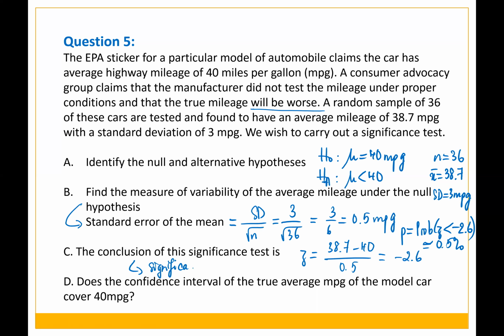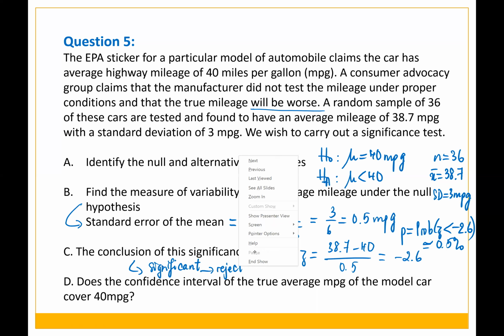And based on the sample, the average is actually smaller than 40. So we reject the null hypothesis, reject H0.